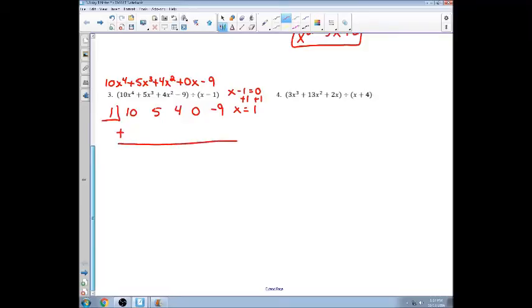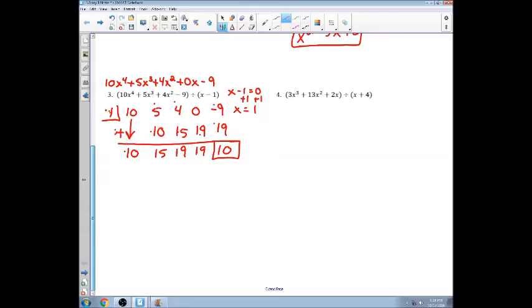We're going to add and put a bar. I'm going to drop my 10. So now I have 10 times 1, which is 10. Put that under the 5. 5 plus 10 is 15. 15 times 1 is 15. Put that under the 4. 4 plus 15 is 19. 19 times 1 is 19. Put that under the 0. 0 plus 19 is 19. 19 times 1 is 19. -9 plus 19 is +10. Remember that last one is always our remainder. Okay, so I will have a remainder here.